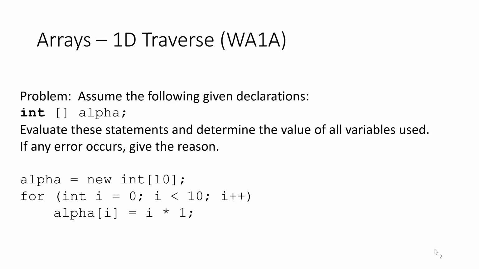Let's look at the problem we want to solve. Assume that we have the following given declarations: int[] alpha. Evaluate these statements and determine the value of all the variables used. If any error occurs, give the reason.